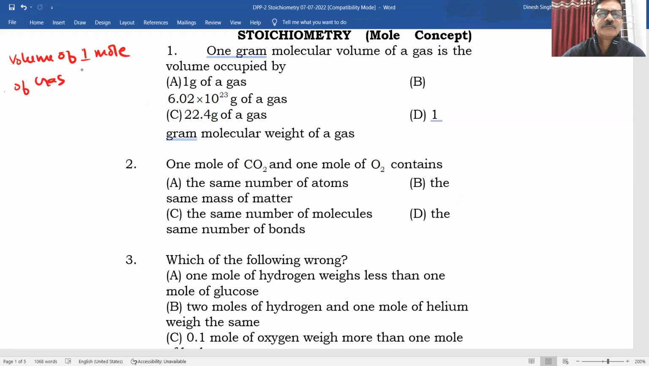No. It may or may not be, because we don't have any gas with molecular weight 1 gram. So this is the wrong option. 6.02 into 10 power 23 gram of gas? No, if it is molecules, then it will be the correct thing. 22.4 gram of the gas? No, this is also not correct. 1 gram molecular weight is the molecular weight of the gas. Is it clear? So what will be the answer? D will be the correct answer.